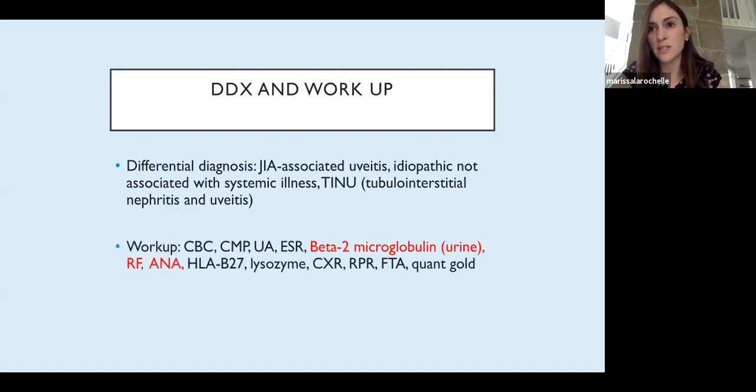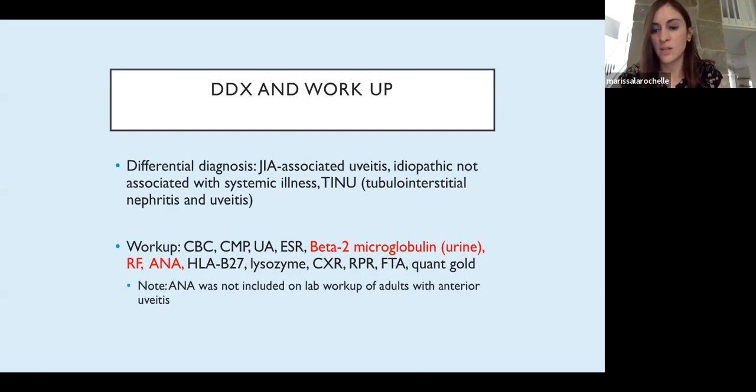So the workup for this is a little bit different than the workup in adults. I would add a beta-2 microglobulin in the urine. That would rule out TINU if it's normal. I check a rheumatoid factor and an ANA in children with anterior uveitis, but not adults, because that can help you categorize the type of JIA if they end up having it. And then ruling out things such as sarcoid, syphilis, and TB. We talked about the ANA not being included in the workup of adults with anterior uveitis since just anterior uveitis is not associated with lupus.